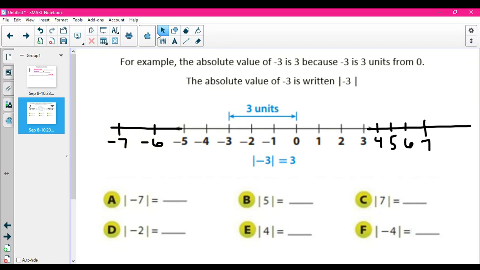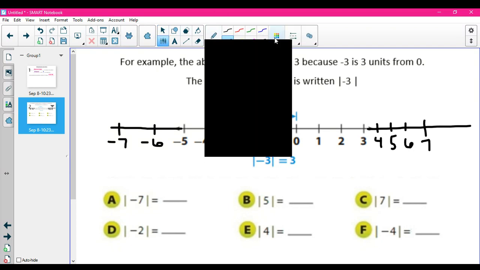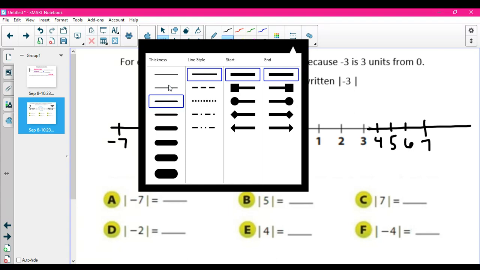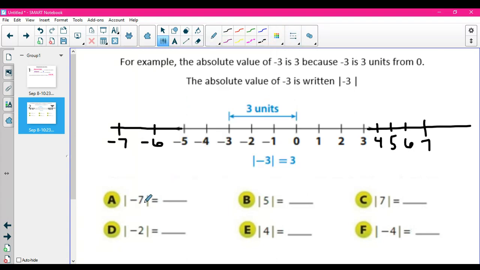So let's look at a couple of examples here. I have the number -7 here. I need to find the absolute value of -7. These bars tell me I am finding absolute value. So I'm going to plot -7 on the number line, and then I'm going to count how far it is from 0.